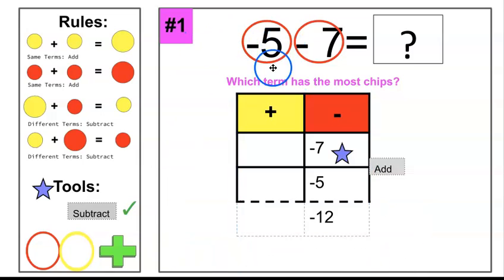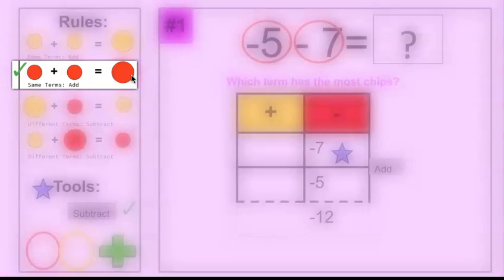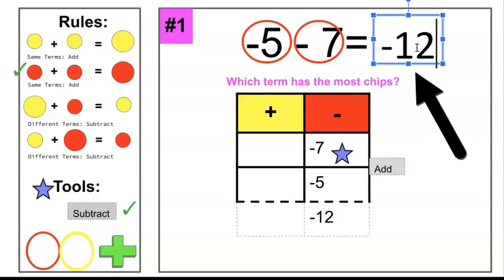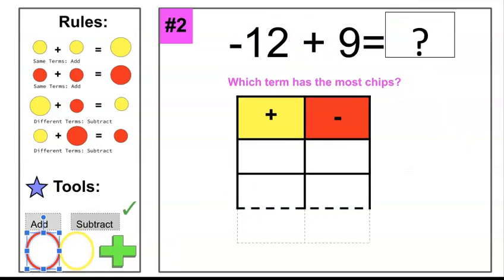In this particular problem, I did not have a giant plus, so I didn't use that. But what I want to do next is I'm going to put a check on the rule that I used. And I used that when I add two negative numbers together, I'm going to get a negative answer. So I have -12 here. I'm going to go back over here and place -12. And now we're going to continue with number 2. We always look at our signs, our terms. So we have -12 and +9.